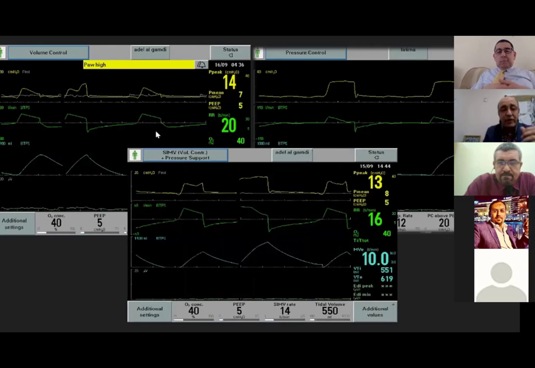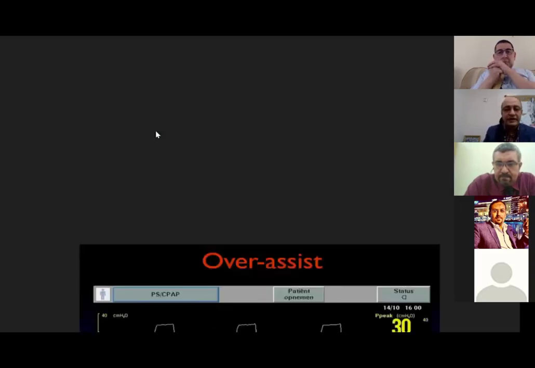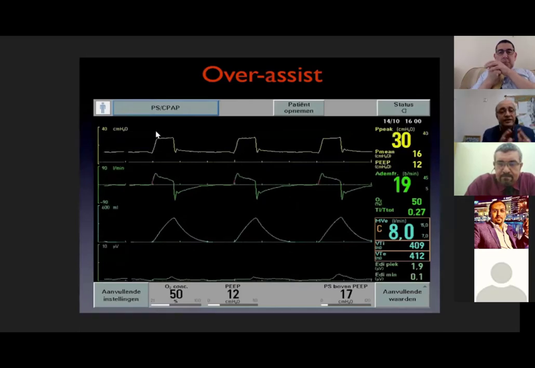Look, in SIMV, while you're allowing some spontaneous mandatory intermittent breathing, there is no diaphragmatic activity at all. Not only that, but also look here, this is pressure support. Everyone believes that pressure support means spontaneous breathing. You just give pressure support during the inhalation time and the ventilator will give the pressure support, and the patient is breathing. No, look at the diaphragm with pressure support. It's flat because the diaphragm here is over-suppressed by high pressure support, 17 over 12 of PEEP.